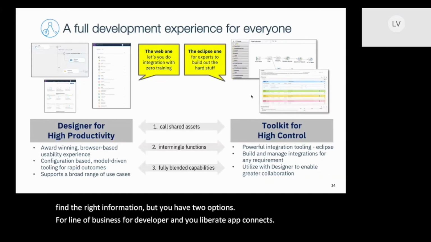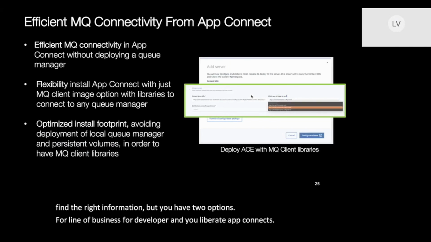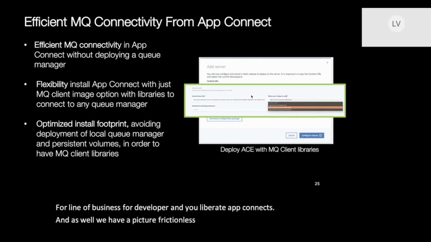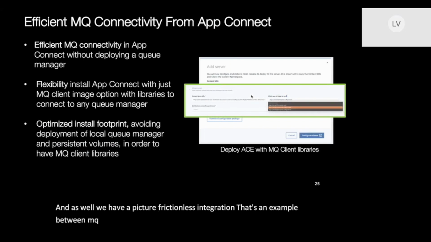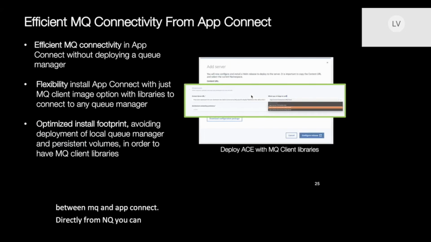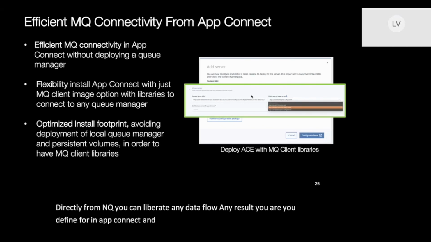And as well, you have a frictionless integration. That's an example between MQ and App Connect. Directly from MQ, you can leverage any data flow or any result you define in App Connect, without development in this case. That's really one of the values of Cloud Pak for Integration.